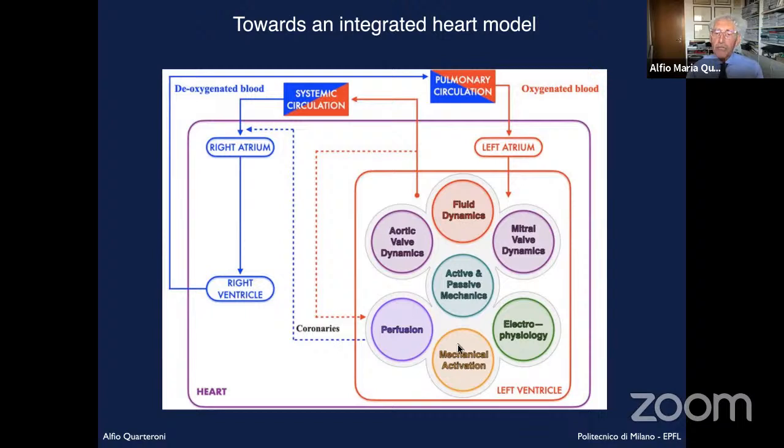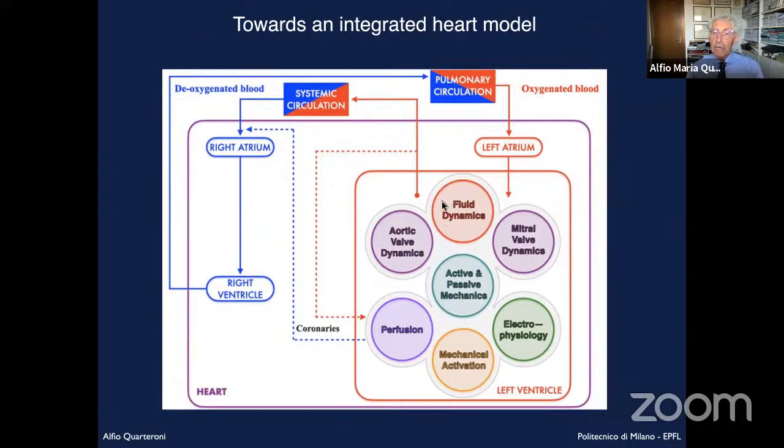Now, the aggregation of all these forces, the interaction between all these forces at all the cardiomyocytes level will eventually end up with a complete deformation of the muscle of the heart. And this will then give rise to what we call active and passive mechanics. I'll be more precise later on.